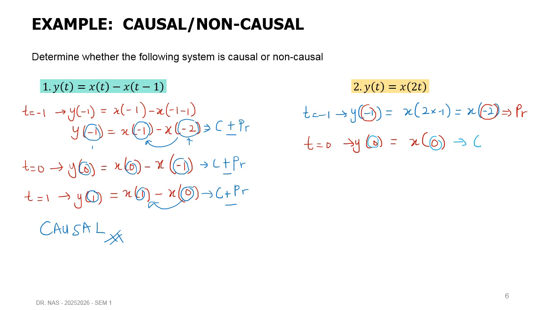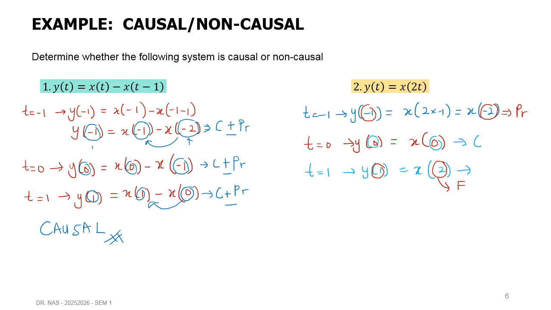Okay, let's try t positive values. y(1) equal to x(2 times 1), you get x(2). So here, look at the states. The current state of the system is 1, but in the output you have 2. So this is a future state.